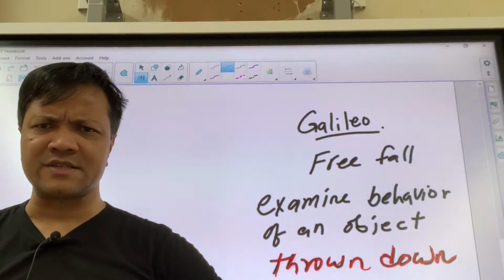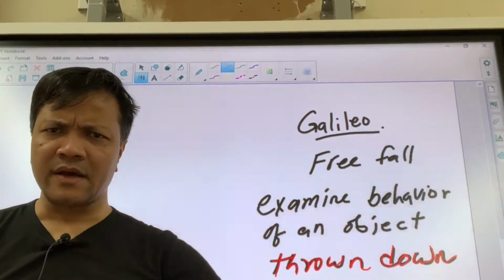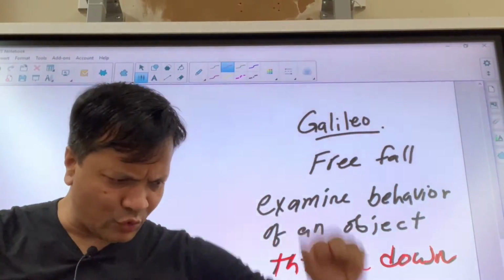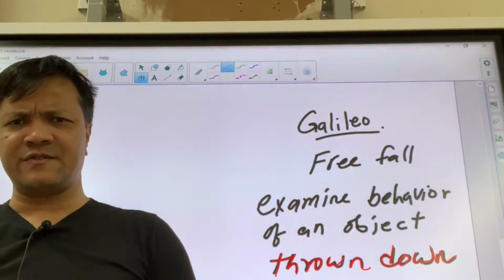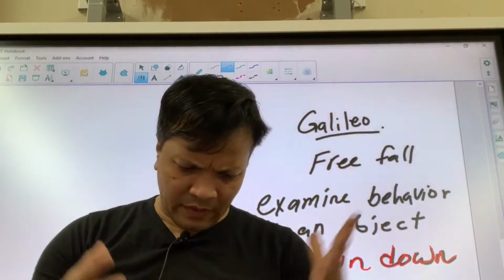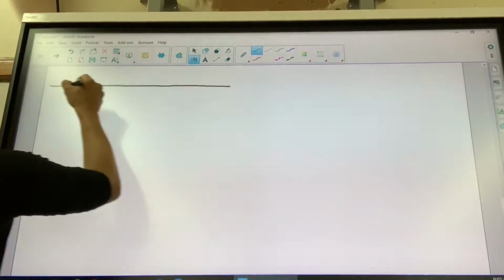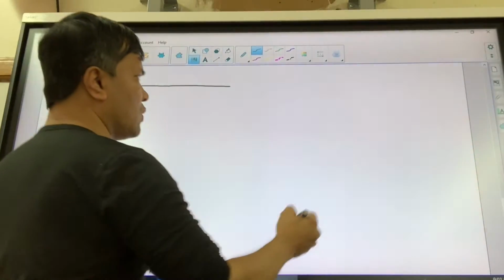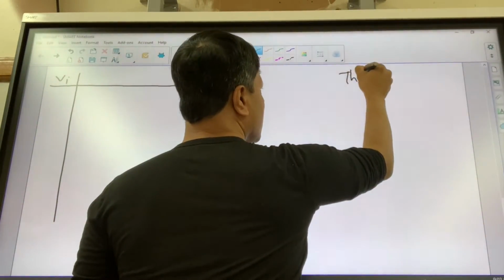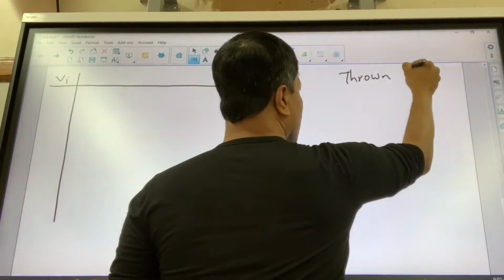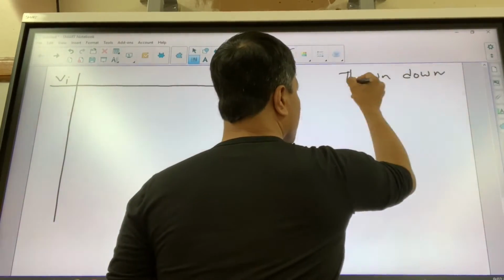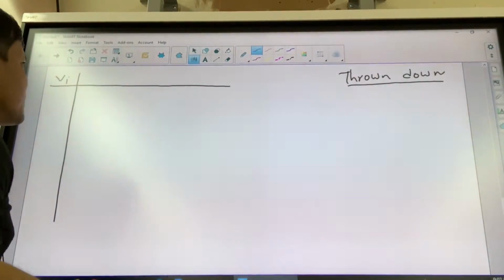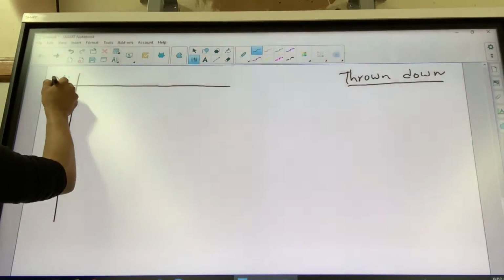Today we're going to try to understand the behavior of a falling body when you throw it down with initial velocity less than 0. Alright, so let's dive in. To table initial velocity, this is object thrown down with initial velocity 3 meter per second. So initial velocity 3.